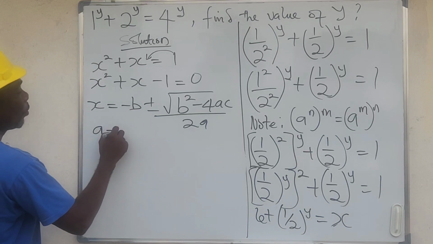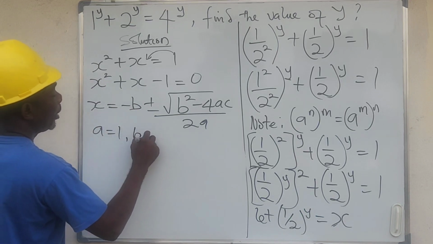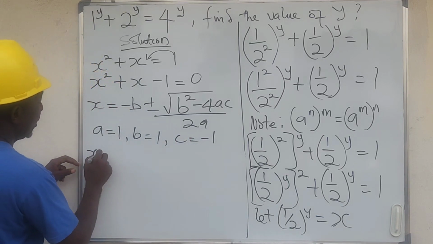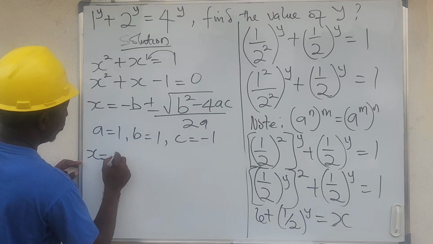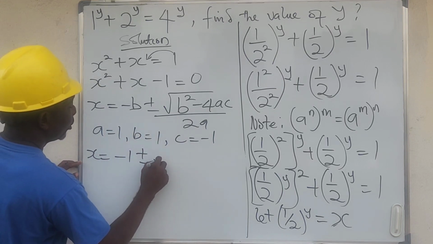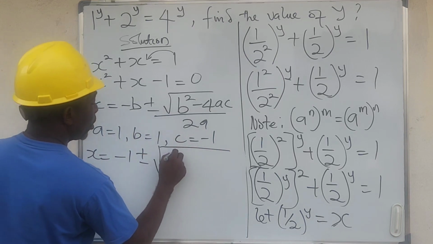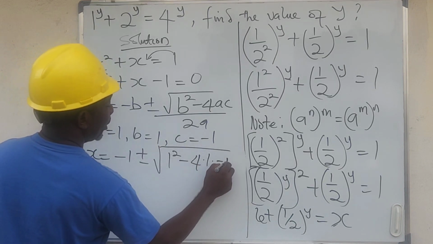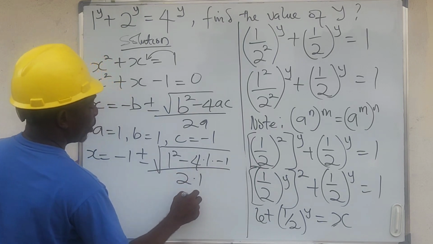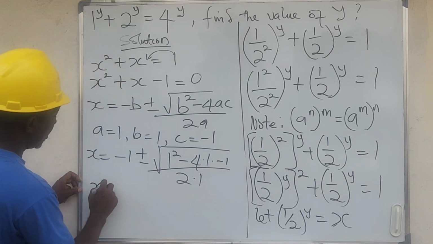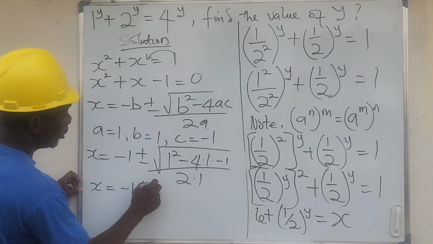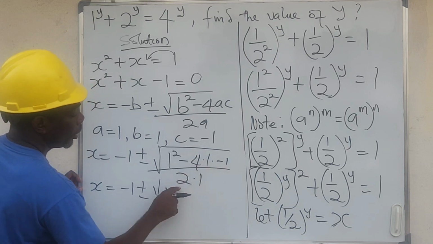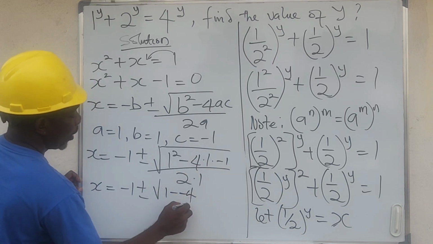In this case, our a equals 1 here. Then our b equals 1. This is b. Then our c equals minus 1. So our x here equals minus b, which is minus 1, plus or minus the square root of b, here is 1 squared minus 4 times a times c, which is 1 times minus 1, all over 2 times 1. So here will become x equals minus 1 plus or minus the square root of 1 minus, this is 4 times 1 is minus 4, all over 2.